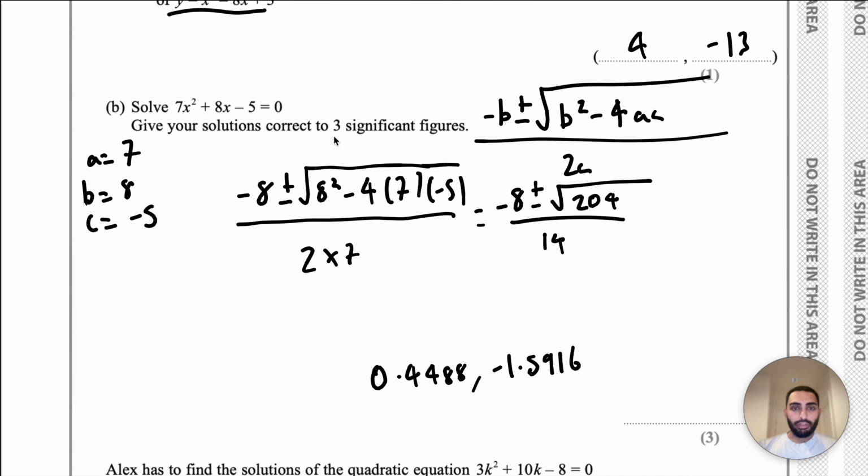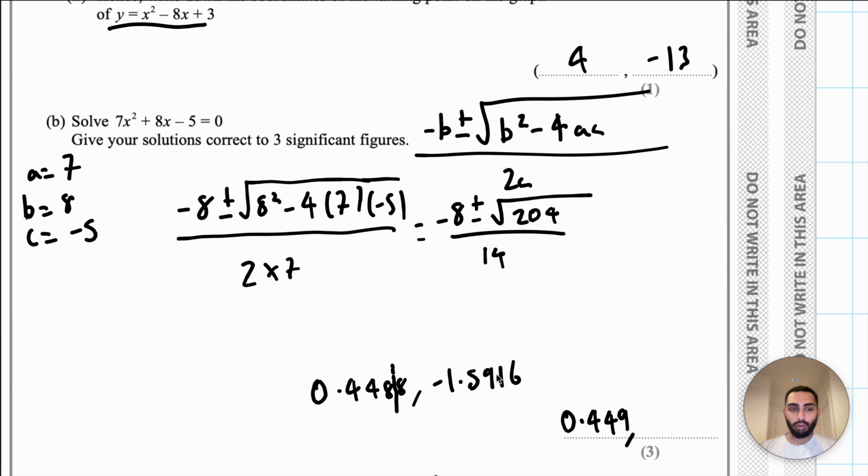Here we want these answers to 3 significant figures. So significant just means the first one that isn't a 0, the first non-zero digit. So we're going to count after this 4, 1, 2, 3. So our line would go between these 2 8s. That means we would be rounding this to 0.44, it would go up to 449. So 0.449 is our first answer. The other one, we would start from here, 1, 2, 3. Line would go between the 9 and the 1. So that would just stay as it is, minus 1.59.